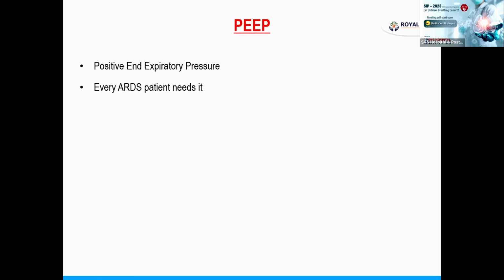This is being done to keep the alveoli open. Because as we know in the pathophysiology, there are a lot of collapsed alveoli or alveoli that are flooded with fluid. If you can open up those collapsed alveoli, if you can keep the alveoli open, they can participate in oxygenation, and it can be useful for us to improve the hypoxia. So that is why the concept of PEEP came into practice. Every ARDS patient needs to have a PEEP. They need to keep the alveoli open.